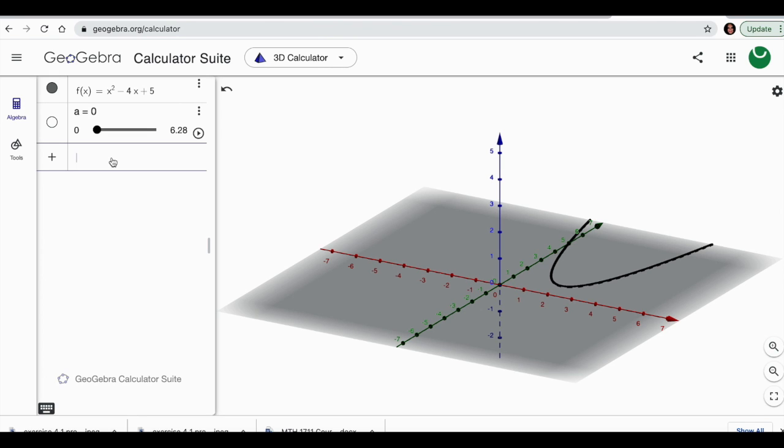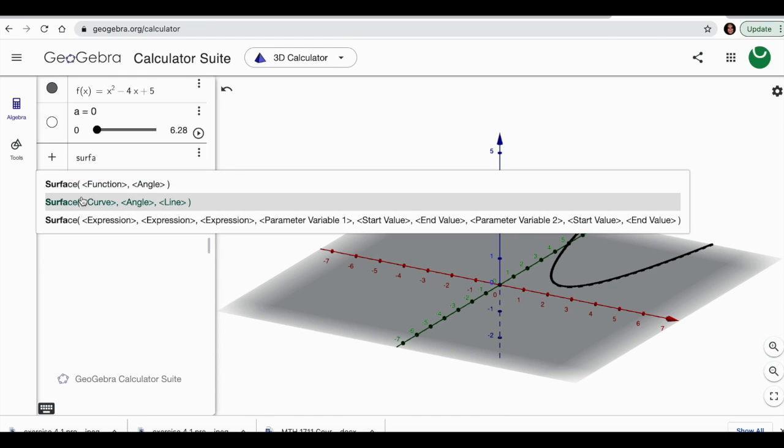Now, the last thing I want to do to see this thing rotate is I'm going to put in a command called surface. And you want to click this one here that says surface, and then you put in the curve, the angle, and the line. So the curve tells you what you want to rotate. The angle tells you how far you want to rotate it. And the line tells you what you are going to use for your axis when you rotate it.